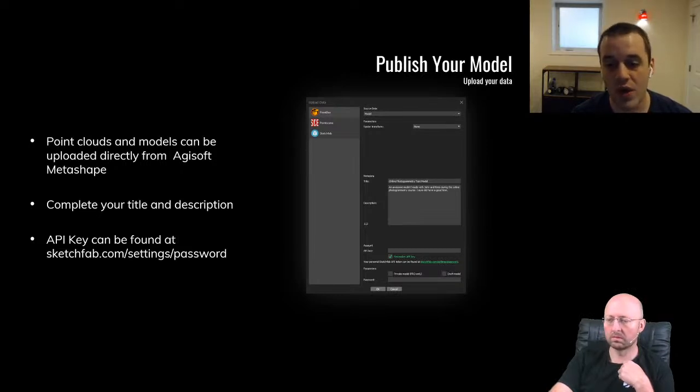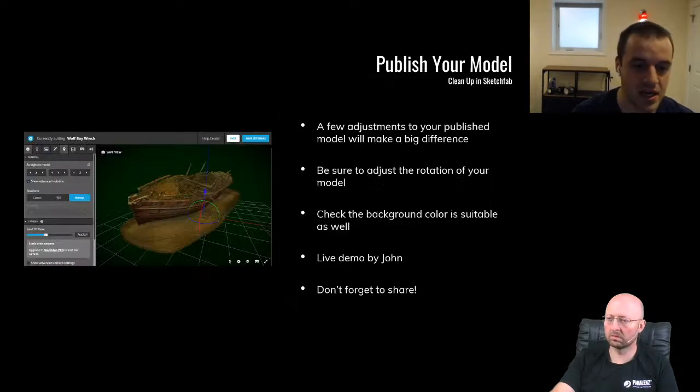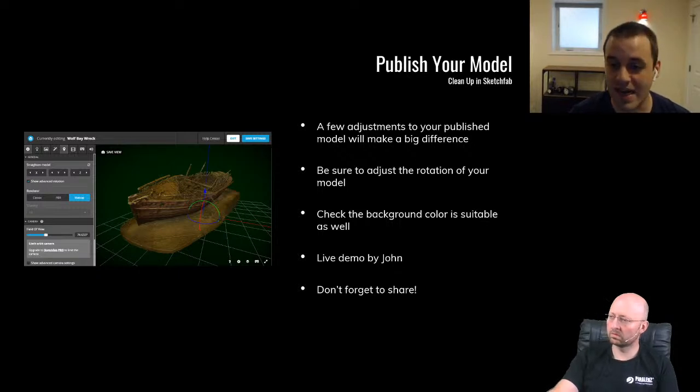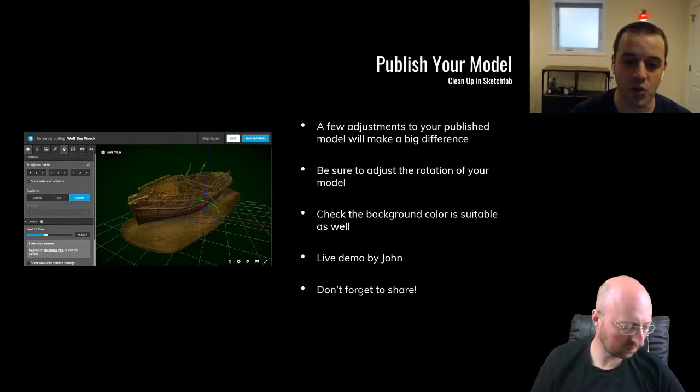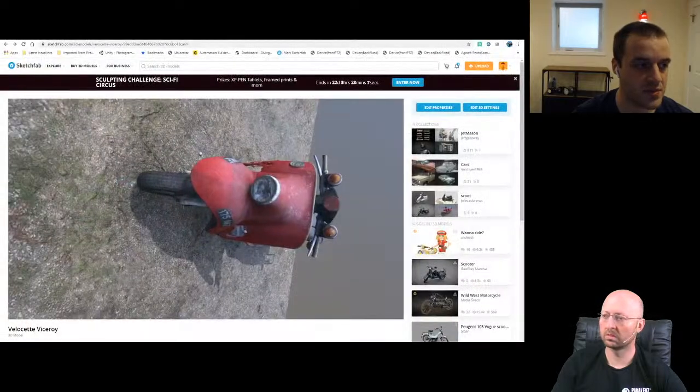Okay, so once you hit OK, it'll start uploading the model, and it'll work through the process. When it's done, you'll get an email in your inbox, the one that you signed up for Sketchfab with, saying that it's done processing and it's ready for you to make manual adjustments. There are a couple of manual adjustments that we recommend you do before you publish the model to everyone. And John's going to go over those with you.